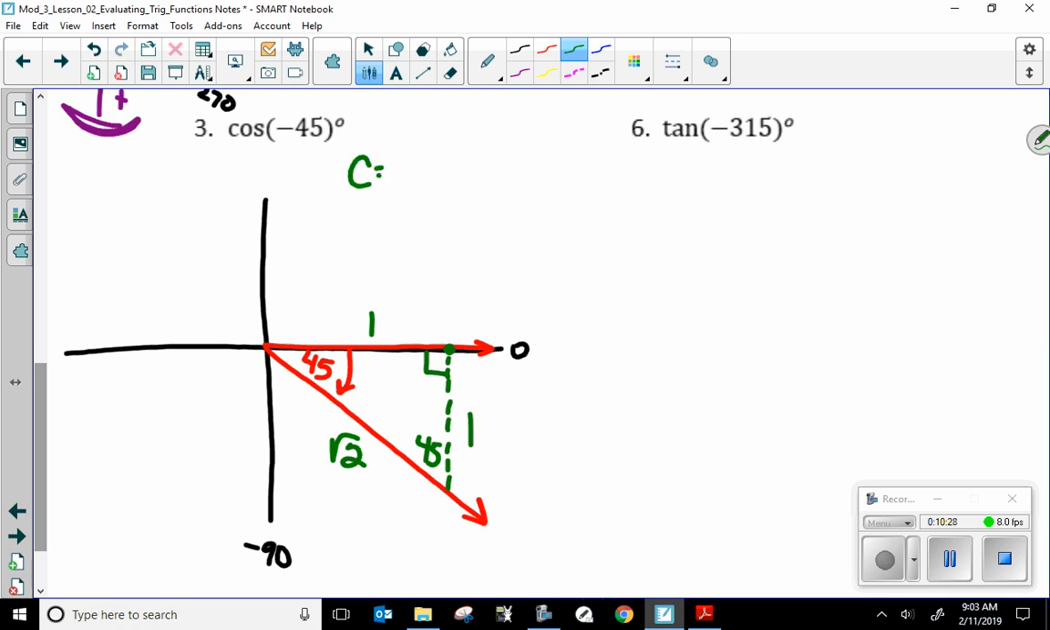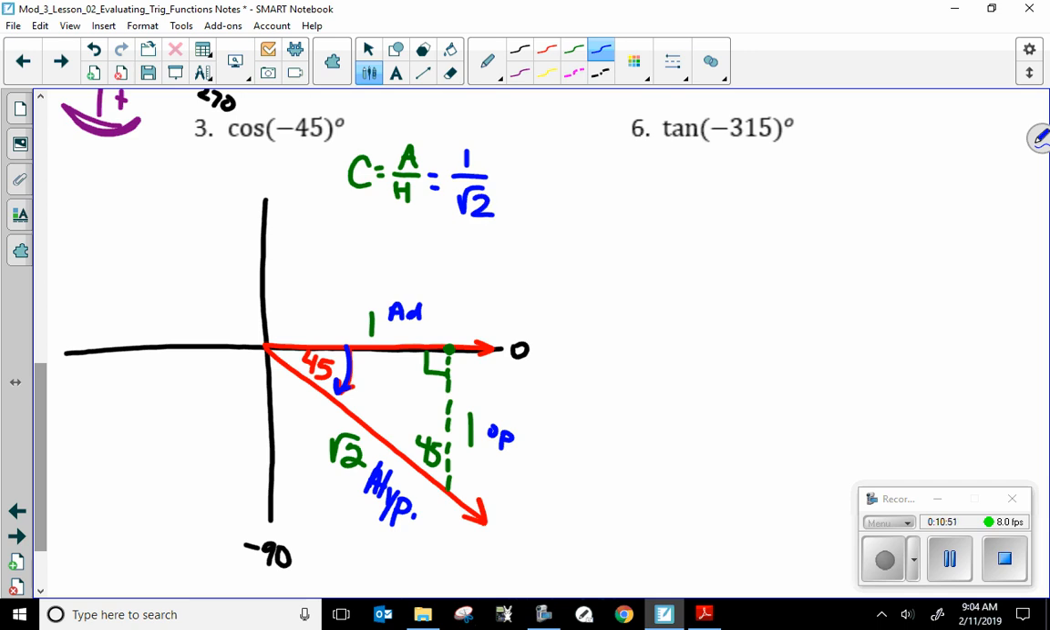And I know cosine is adjacent over hypotenuse, all right? Well, let's label our triangle. Opposite of my reference angle is this one. This one is adjacent. This radical 2 is hypotenuse. So it is adjacent, which is 1 over radical 2.